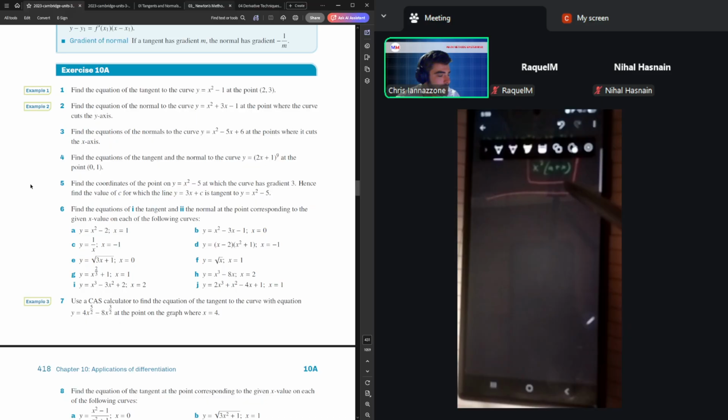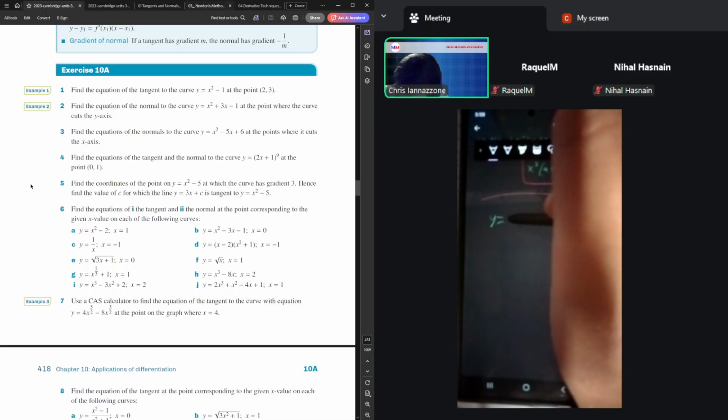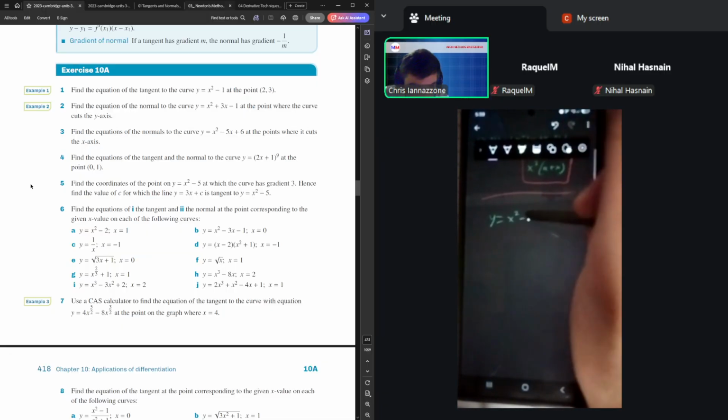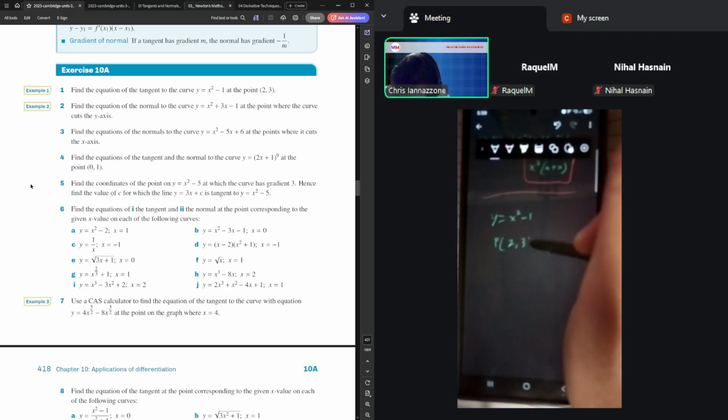Let's take it a step back then and just work on one of the fundamentals here. So we'll just do a 1a. Find the equation of the tangent to y equals x squared minus 1 at the point 2, 3. So let's have a look there.